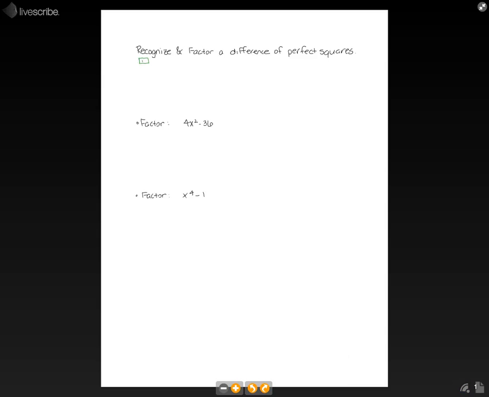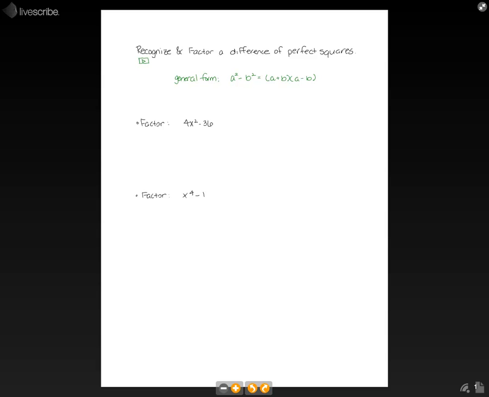In this pencast, we are asked to recognize and factor a difference of perfect squares. The first thing we need to go over is the general form of what a perfect square is. And that form is, if we're given a squared minus b squared, we can factor it immediately into a plus b times a minus b.